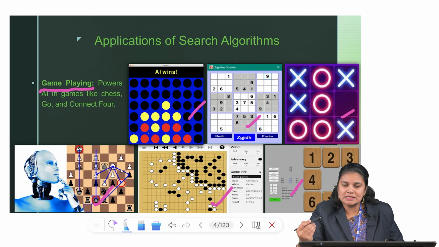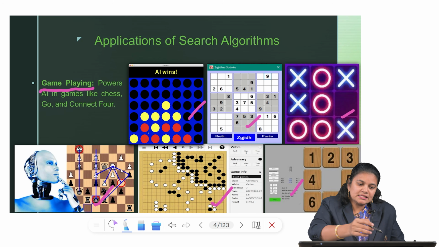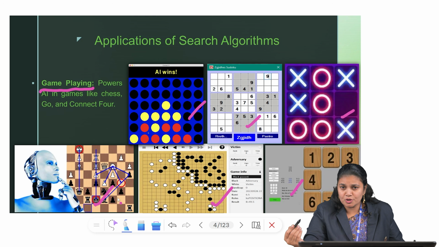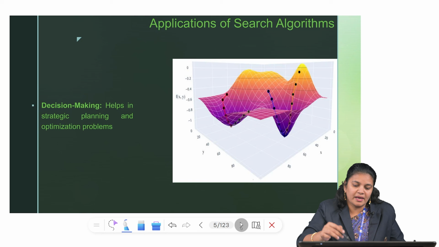AI always wins. Here we can also see that in 1996, the company IBM developed an application called Deep Blue, and that application beat the world champion Gary Kasparov. Similarly, another application named AlphaGo, which played Go against Fan Hui, beat Fan Hui in 2015. So these are major applications of search algorithms in gaming.